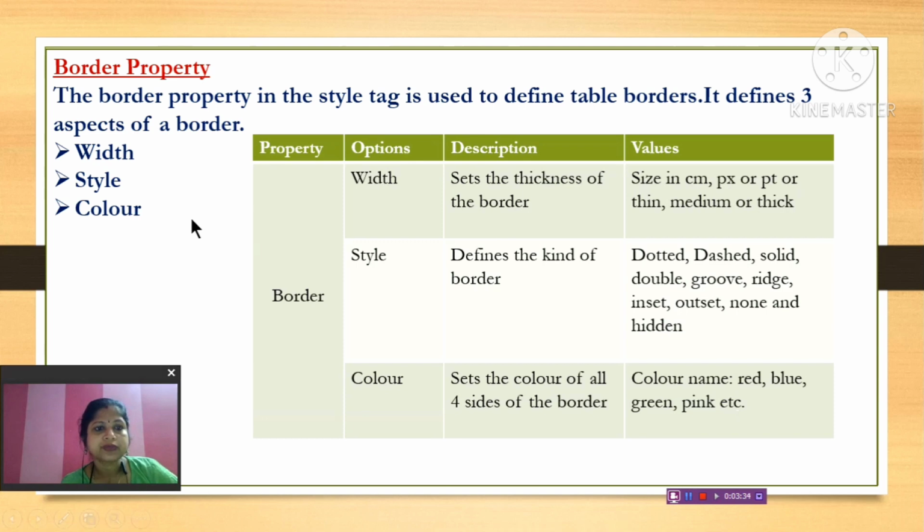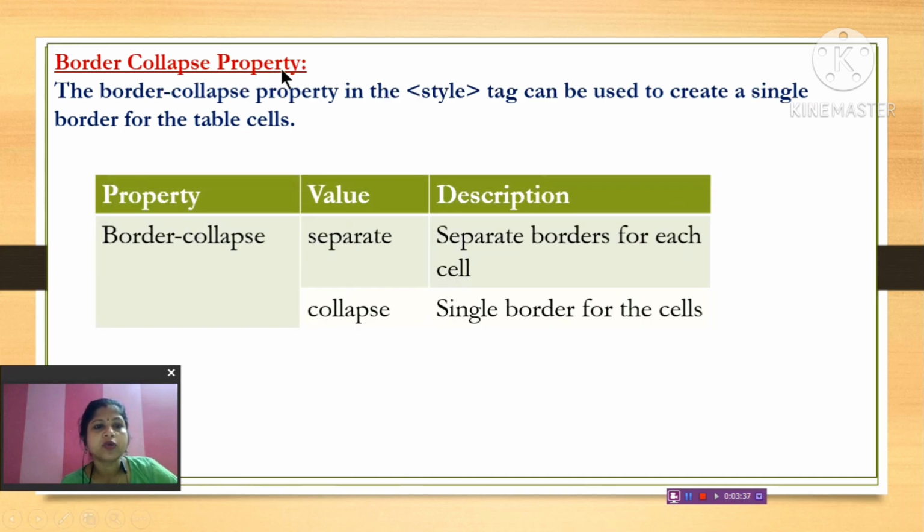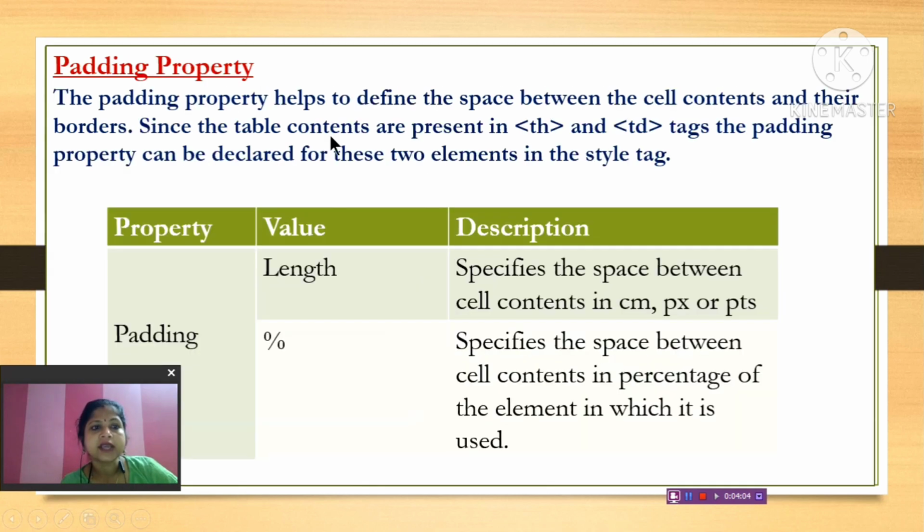Okay. Then the other property, border-collapse property. What is the collapse property? The border-collapse property in the style tag can be used to create a single border for the table cells. Okay. And this property is of two types: one is separate and one is collapse. If you use separate, borders for each cell will be created, and if you use collapse, a single border for the cells will be created. Clear?